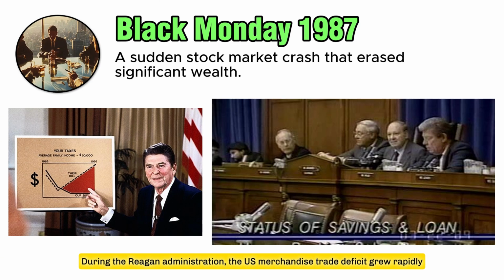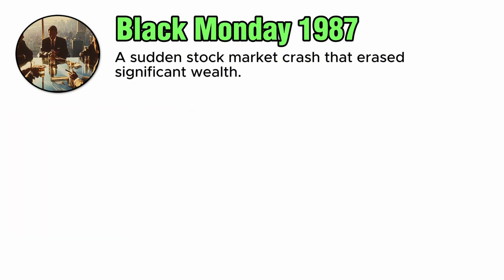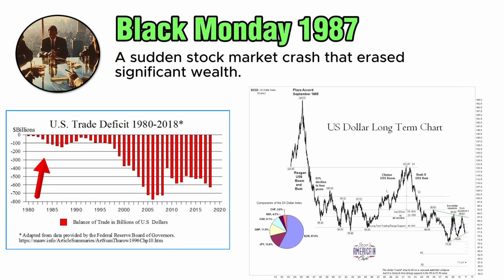During the Reagan administration, the U.S. merchandise trade deficit grew rapidly, rising from $36 billion in 1982 and reaching $122 billion by 1985. By the mid-1980s, the large and growing trade deficit had become a major concern, with the Reagan administration and others alarmed about the strong dollar and its impact on U.S. competitiveness.